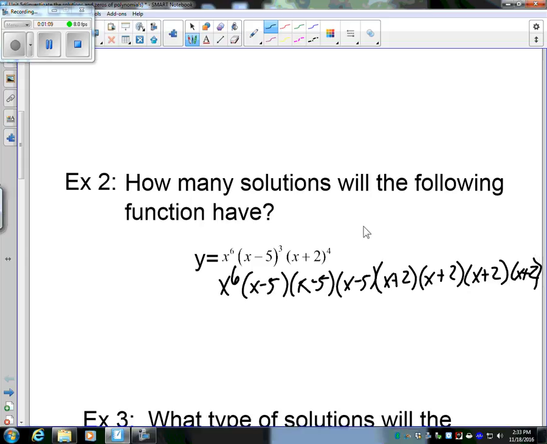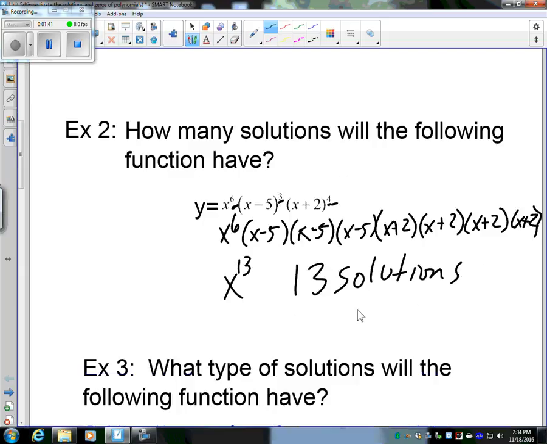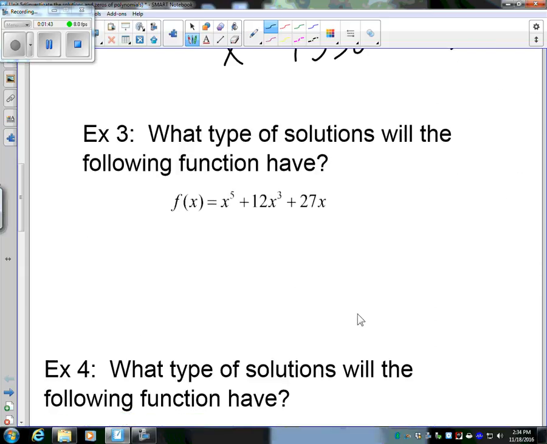You'd have to multiply all this out in order to come up with the actual biggest exponent, the degree. So another way to do this, if you look, you just have x to the 6 times x times x times x times x times x times x times x, and what that does is it's actually going to be to the 13th power. So your leading term is going to be x to the 13th, and therefore we know there are 13 solutions. You could also just look back and you have 6 exponents, adding them up, 6 plus 3 plus 4 is 13.